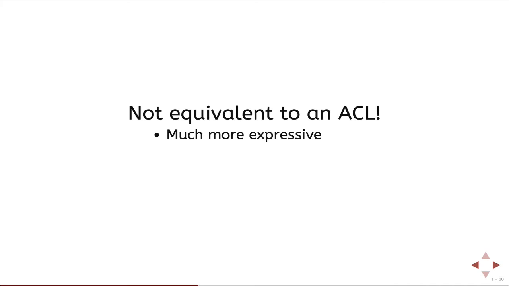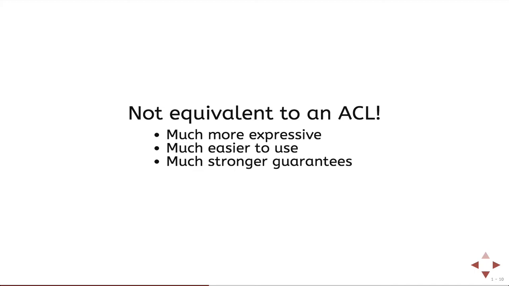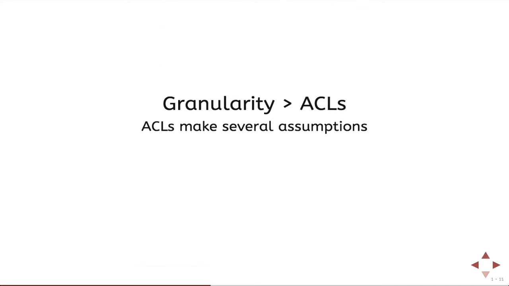It's much easier to express very, very specific goals in a capability, which you generally cannot do in an ACL. They're much easier to use, and they provide much stronger guarantees. So, for example, one of the ways that they are more expressive than ACLs is in granularity, because ACLs make several assumptions. For example, an ACL assumes that all actors are known ahead of time, or at least classes of actors are known ahead of time.